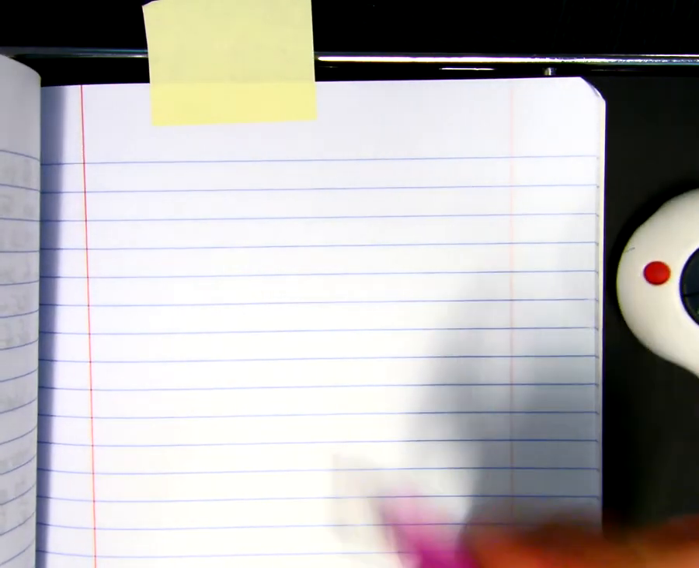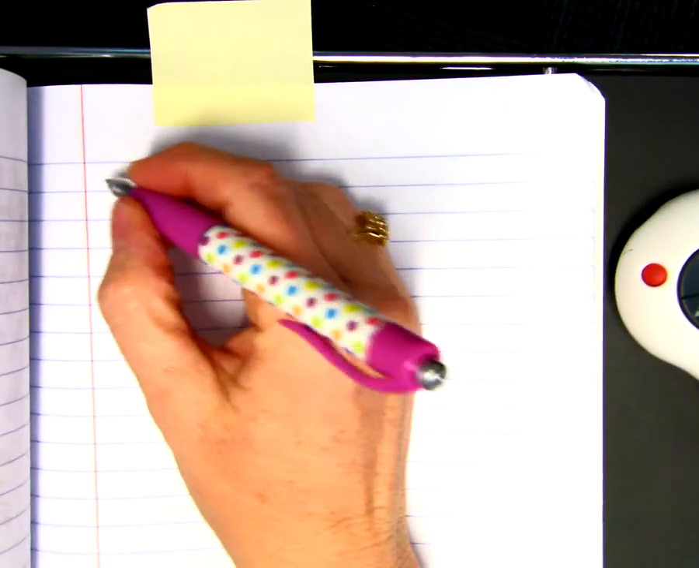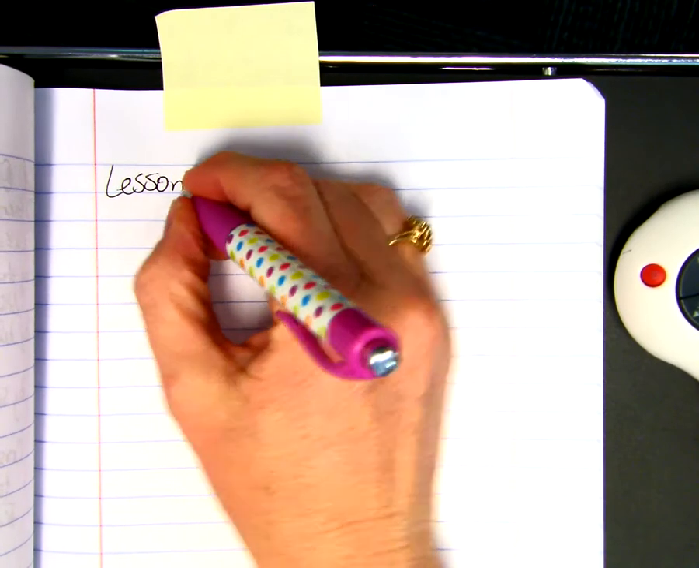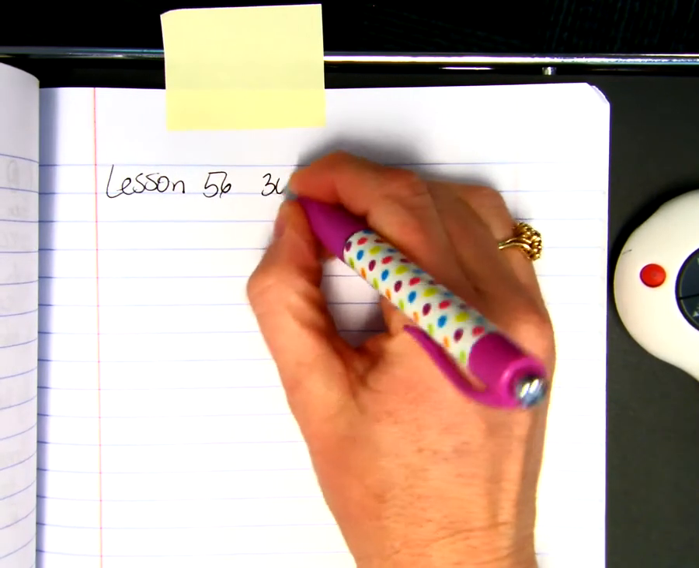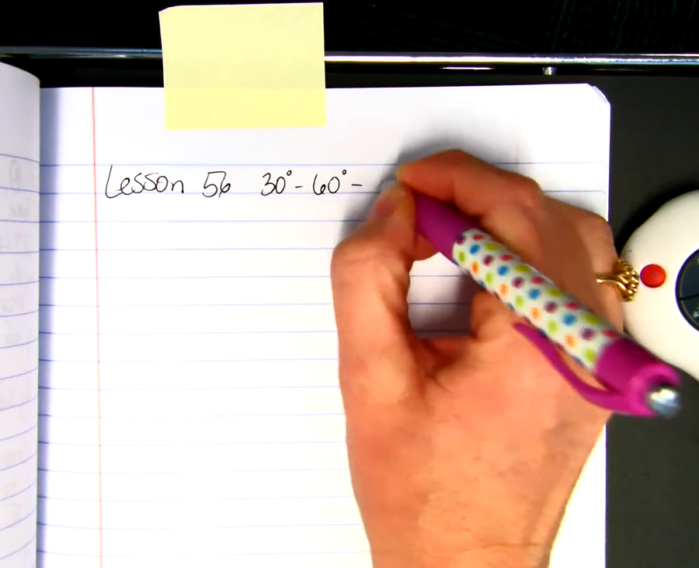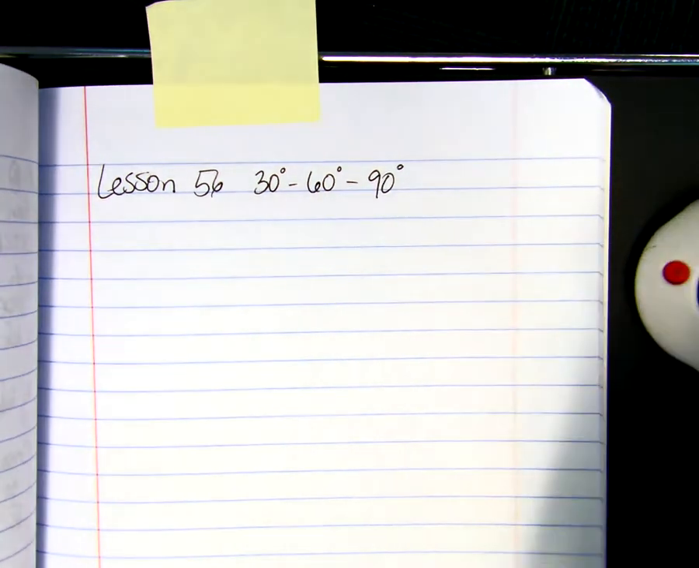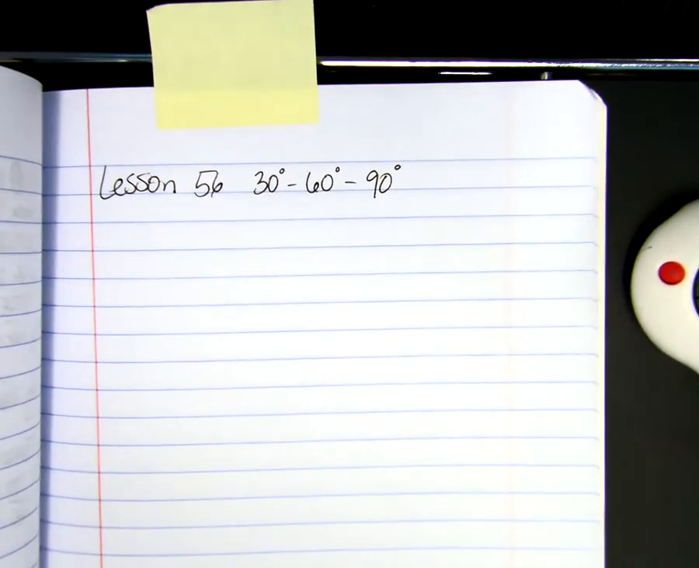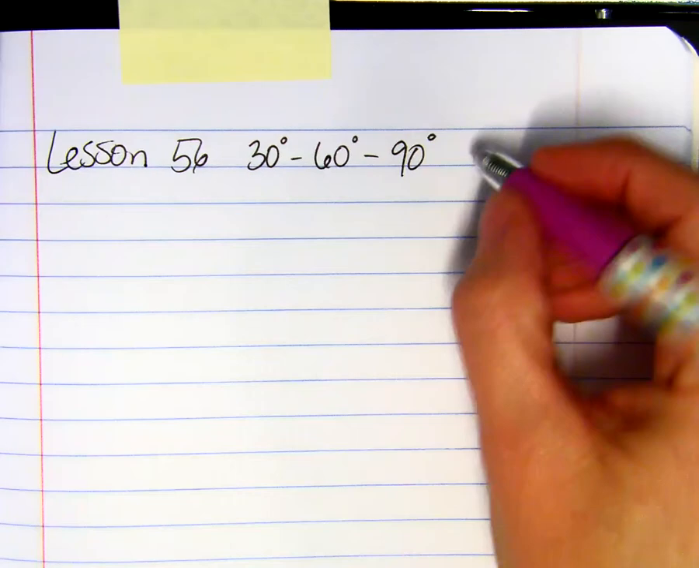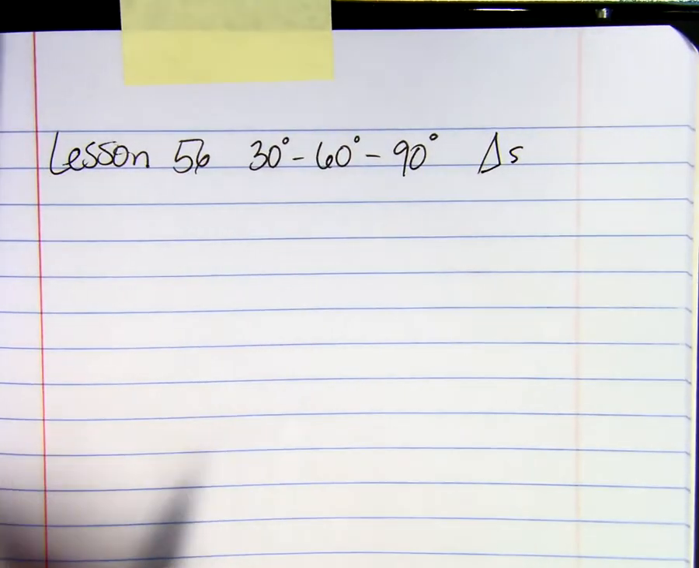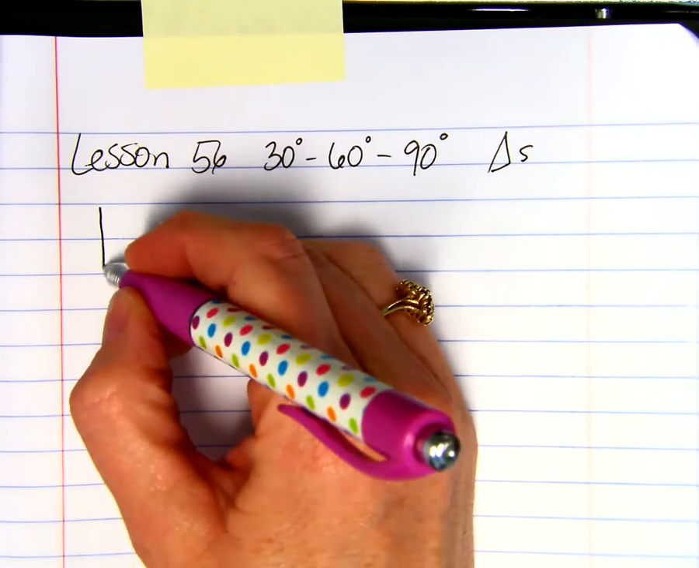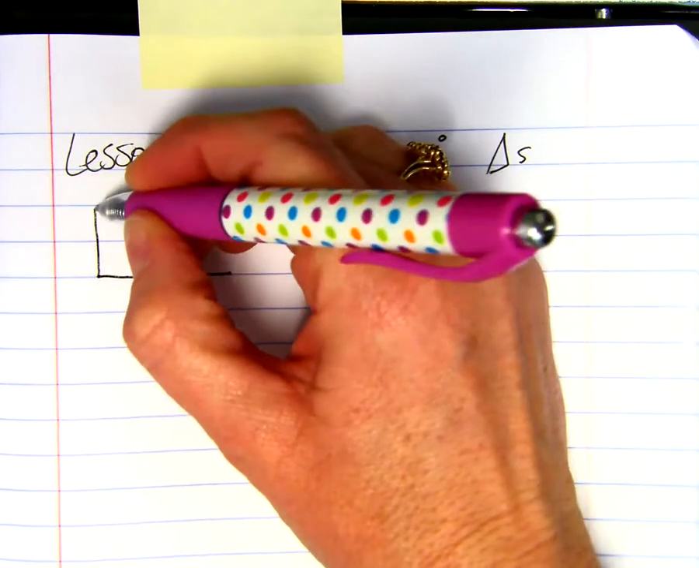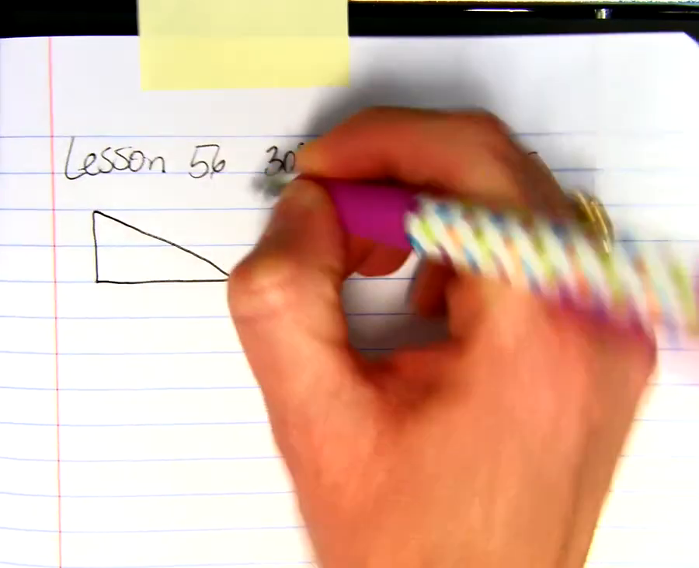Lesson 56, 30, 60, 90 triangles. Right triangles. Okay, so 30, 60, 90 right triangles are just special right triangles.